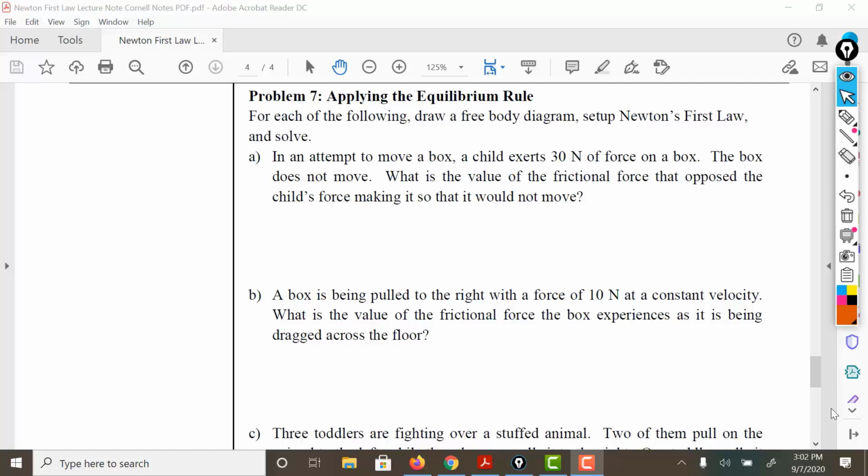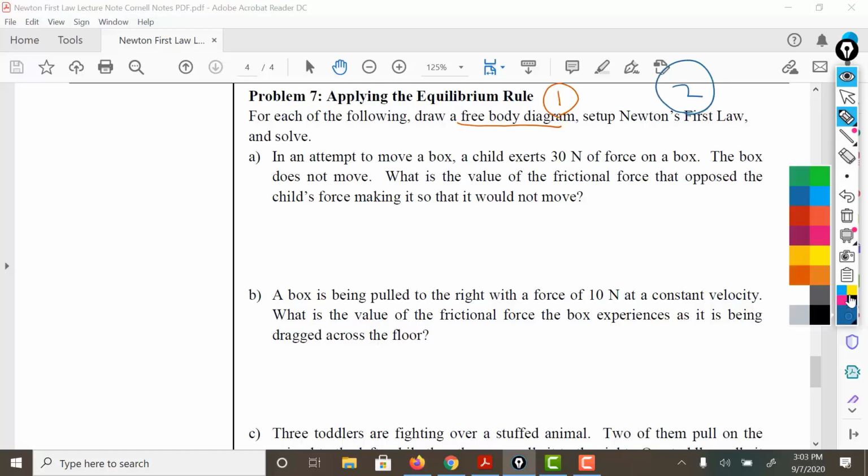Here we go. Problem 7. You got to do 3 things for each problem. You must draw a free body diagram. You must set up Newton's first law, and then you must solve it, meaning you're going to get an actual number answer. In an attempt to move a box, a child exerts 30 newtons of force on a box.